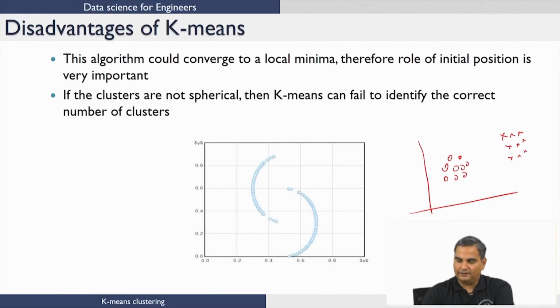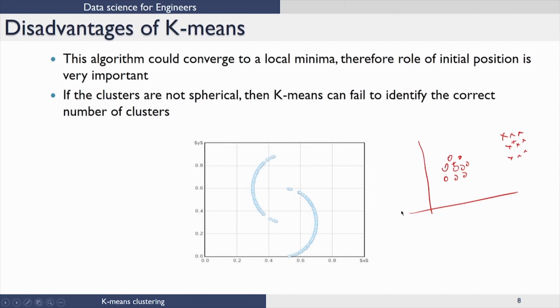If I start my initial cluster points here and here, you can very clearly see that by the algorithm all these data points will be closer to this, so all of this will be assigned to this group, and all of these data points are closer to this, so they will be assigned to this group. Then you will calculate a mean, and once the mean is calculated, there will never be any reassignment possible afterwards.